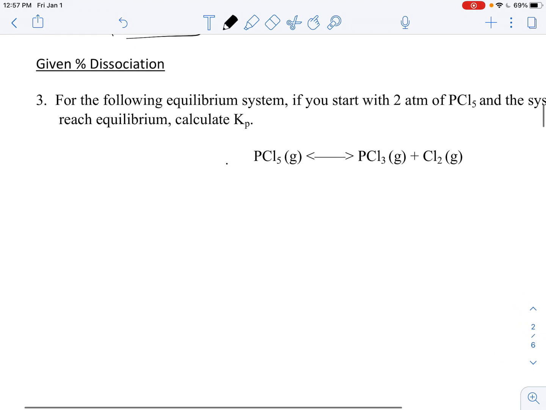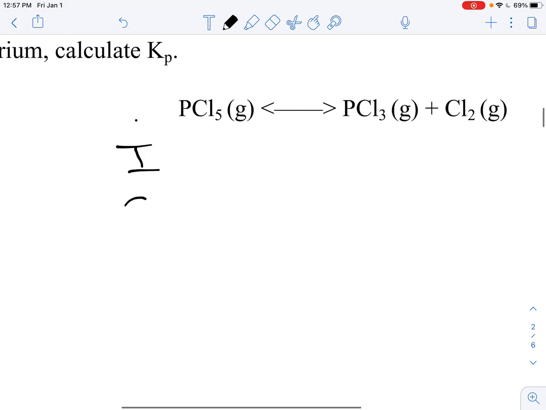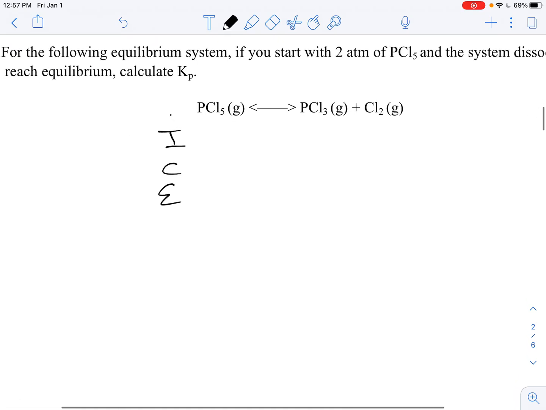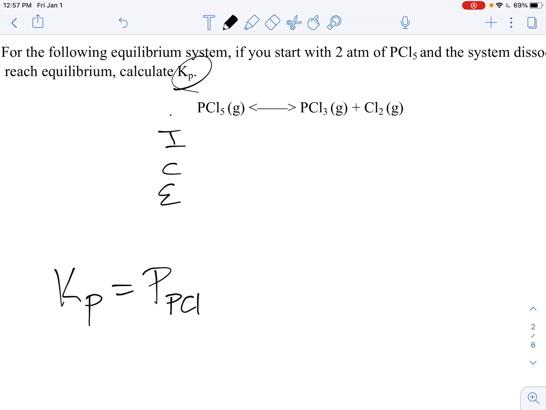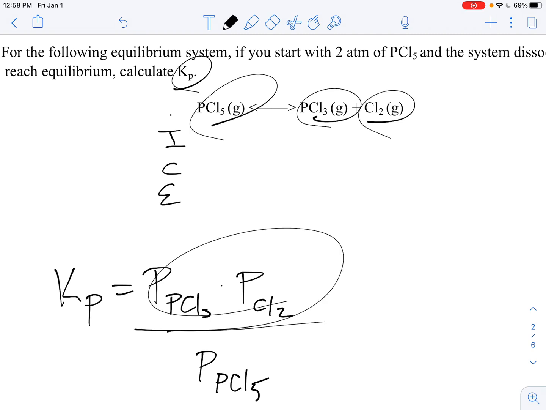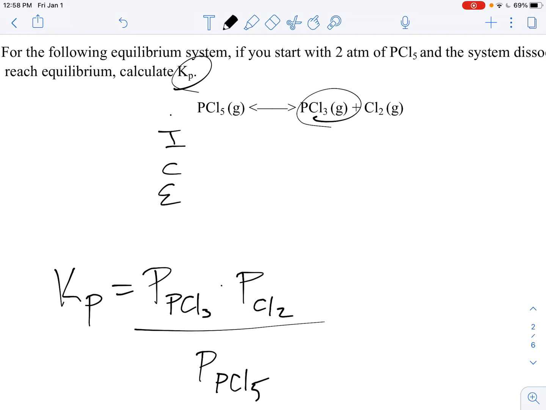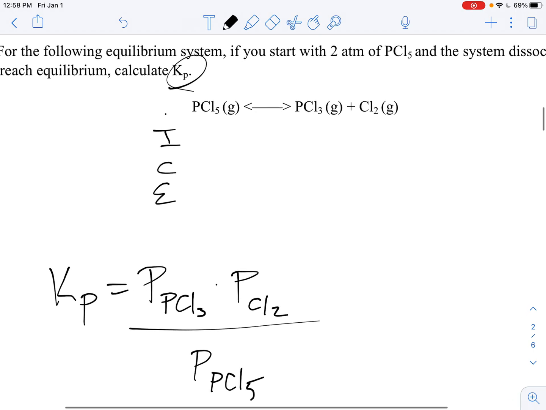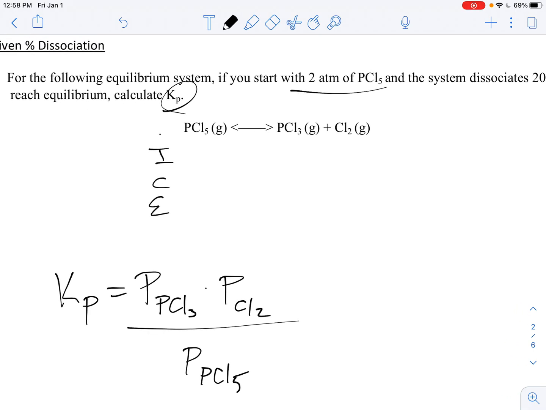Okay, and we know about change because we have an ICE table, right? So I'm going to come over here and set up an ICE table, I, C, and E. And while I'm at it, I can go ahead and set up Kp. So the Kp is going to be the pressure of the PCl3 times the pressure of the Cl2 divided by the pressure of the PCl5, because it's products over reactants, raised to their powers, assuming, of course, that it's not a solid, liquid, or solvent.